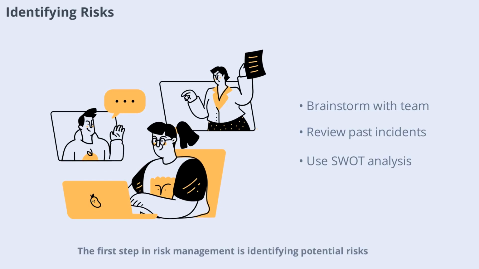The first step in risk management is identifying potential risks. This involves looking at every aspect of your business and asking, what could go wrong? Engage your team in brainstorming sessions, review past incidents, and analyze industry trends. Tools like SWOT analysis, assessing strengths, weaknesses, opportunities, and threats, can help uncover hidden risks. The goal is to create a comprehensive list of possible threats so you can address them proactively.